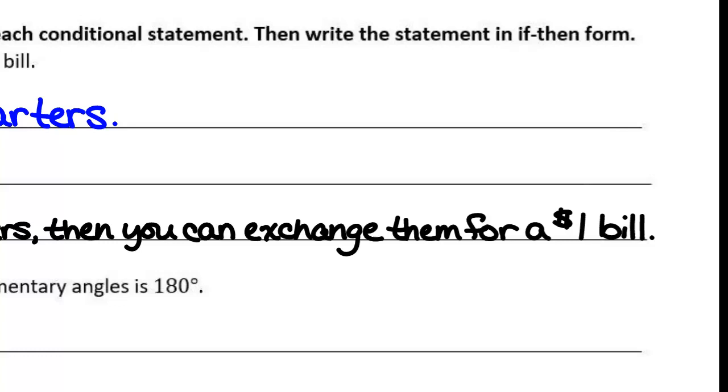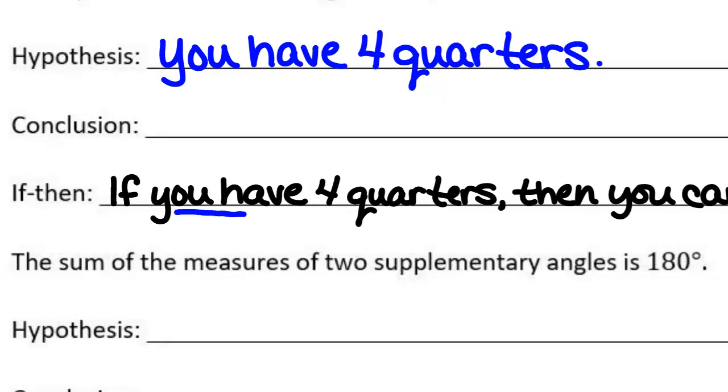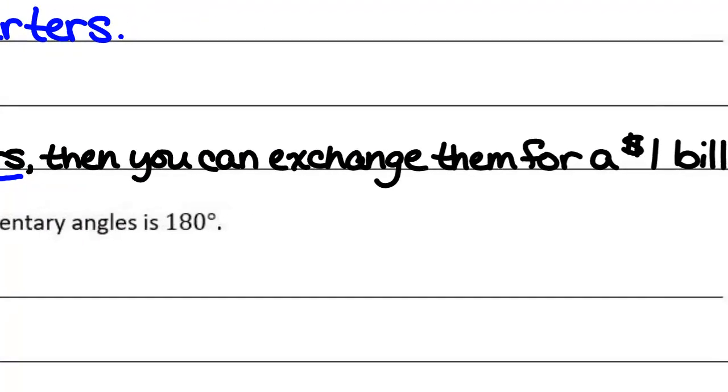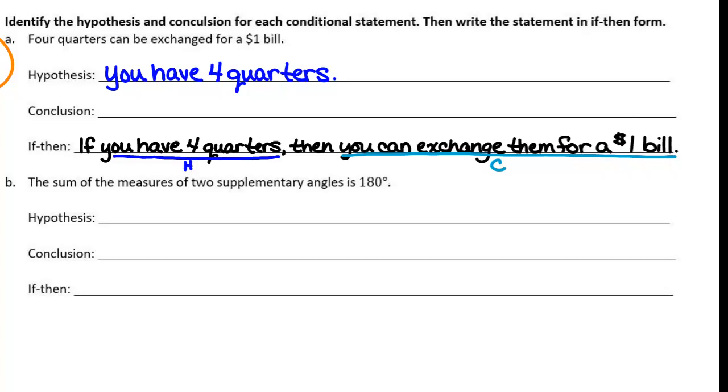So I got my if-then written, and I figured out the hypothesis, so now I still need to write down the conclusion. My hypothesis was this part that I put right after the if. If you have 4 quarters. So what is my conclusion then? You can exchange them for a $1 bill. So that's what I'm going to write down as my conclusion, except this has to be a sentence that stands on its own.